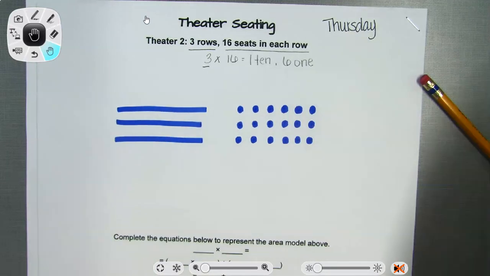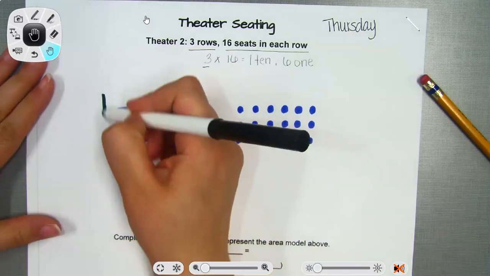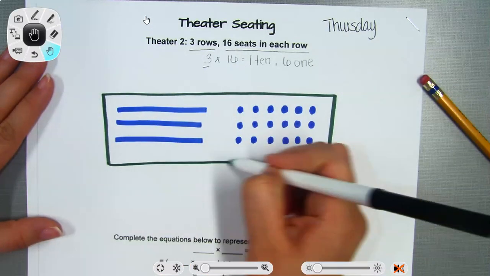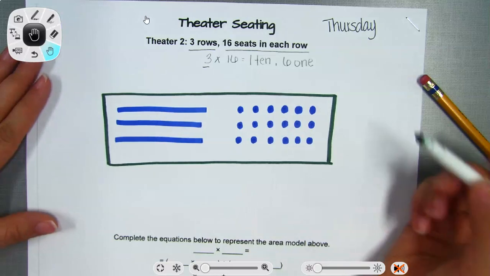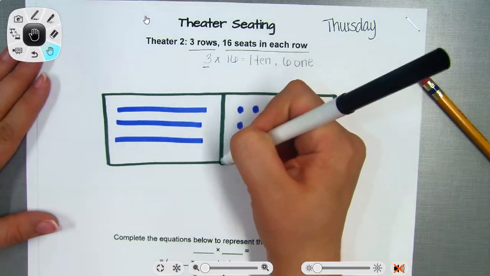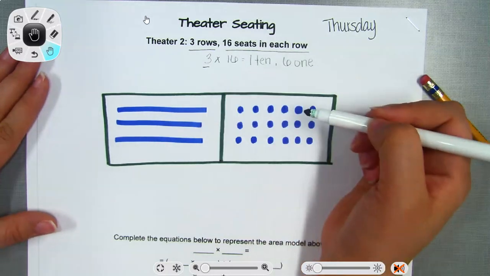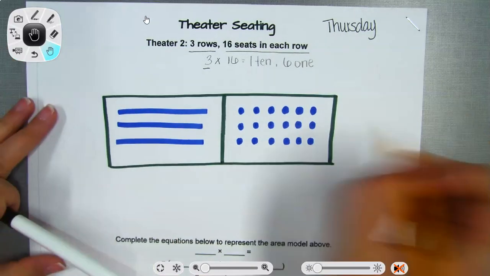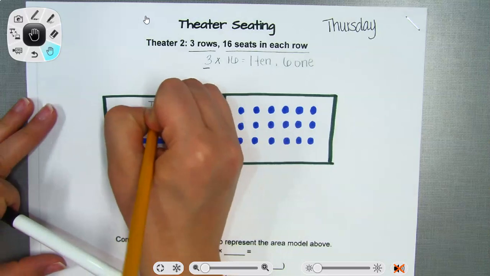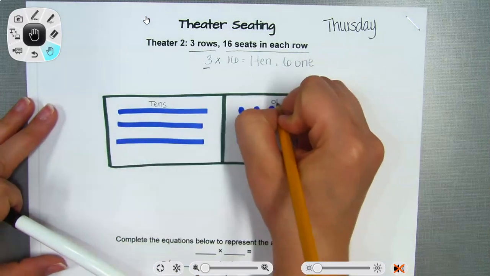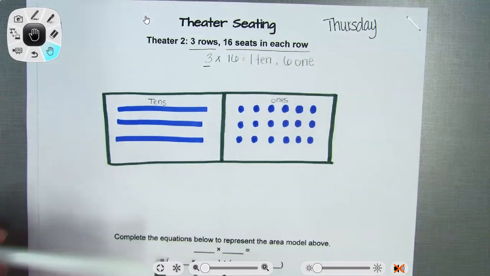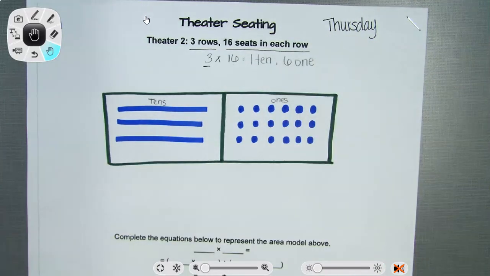So now what you're going to do is you're just going to draw a rectangle around this. Just like this. Okay, and then we're going to separate our tens and our ones. Okay, so here's my tens, here's my ones. Okay, because in order to be able to work this problem, we're going to do it by doing the tens and ones.